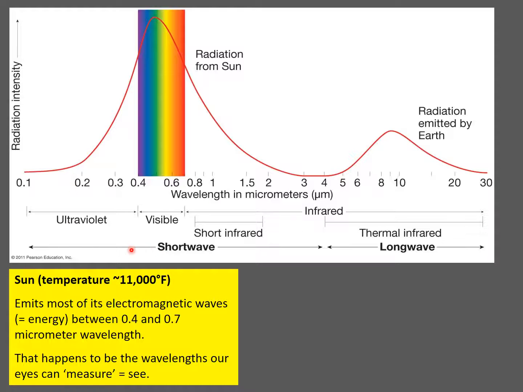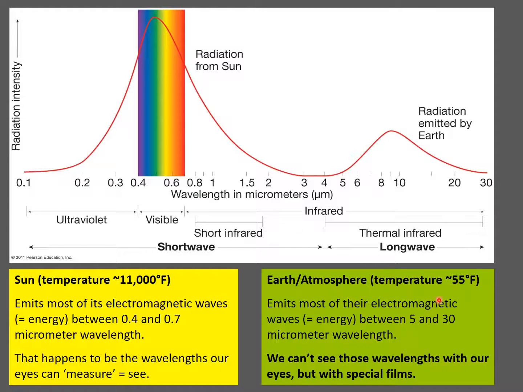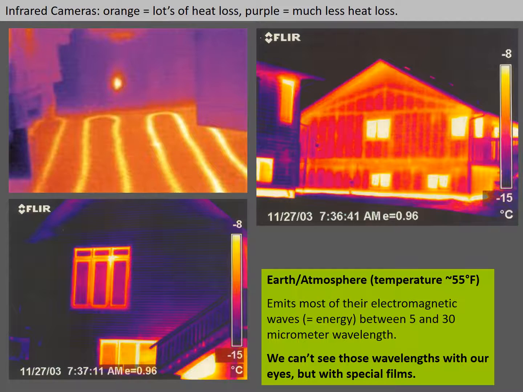So that's the sun, 11,000 degrees Fahrenheit approximately. Well, let's do the math on the Earth. Well, the Earth has an average temperature of about 55 degrees Fahrenheit. Again, you can do the physics, and it turns out that Earth emits most of its electromagnetic radiation between about 5 and 30 micrometers in wavelength. And overall, of course, it's less because the Earth is colder. Now, once again, we cannot see these waves. We cannot see this radiation with our eyes, but we can see it with special films and special cameras. This is called infrared radiation.